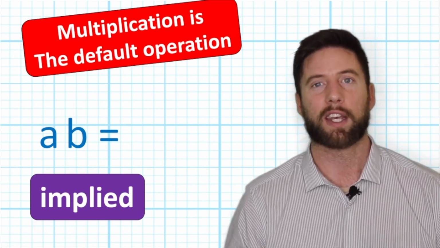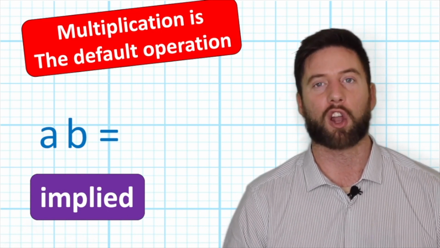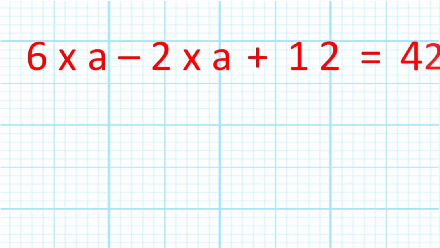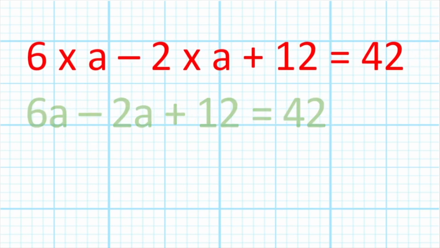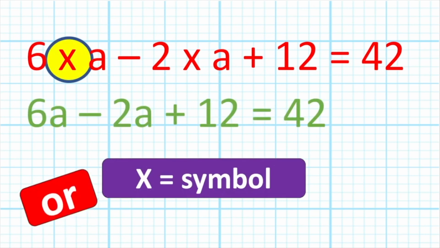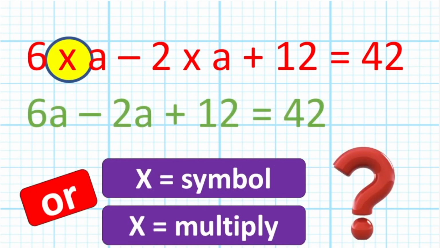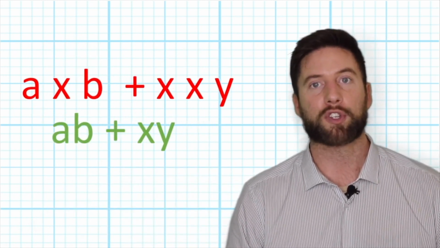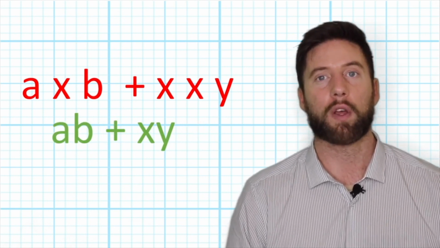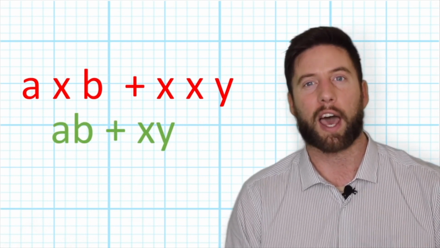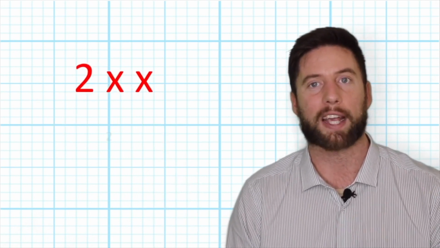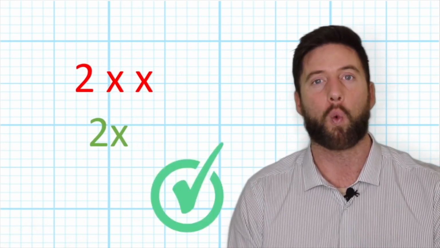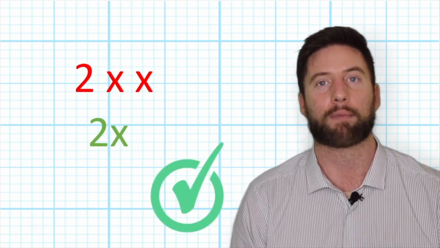The advantage of this is that it makes a lot of algebraic equations a lot less cluttered and a lot smaller, and you're a lot less likely to make mistakes confusing the x symbol with x the process. So for example, instead of having a times b plus x times y, we can have ab plus xy. Now this rule doesn't just apply when it's two symbols, it is also implied when it's a quantity and a symbol. For example, we don't need to write 2 times x, we can just write 2x. Because there's no other process between them, we are going to imply and we are going to assume it is multiplication.